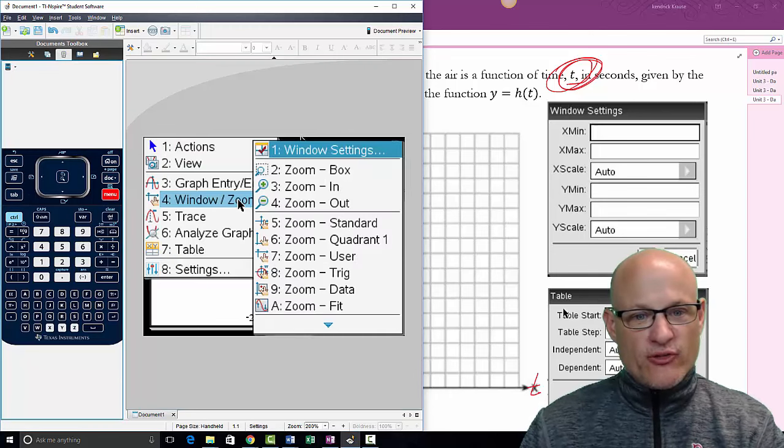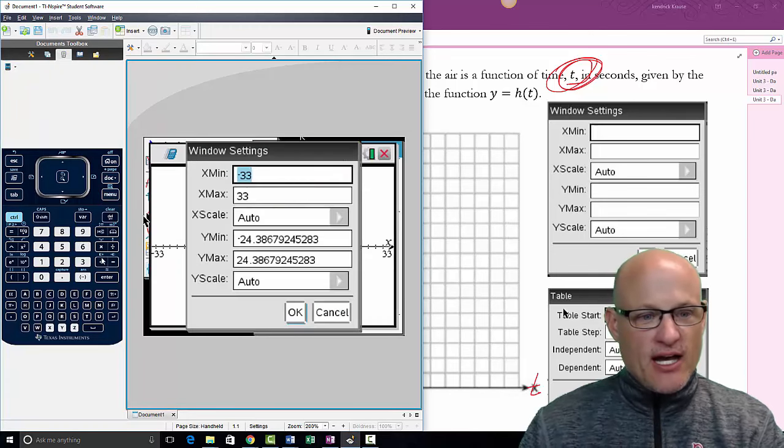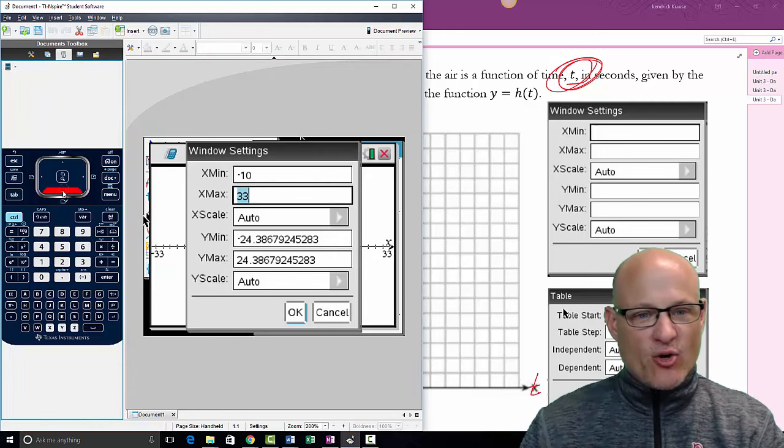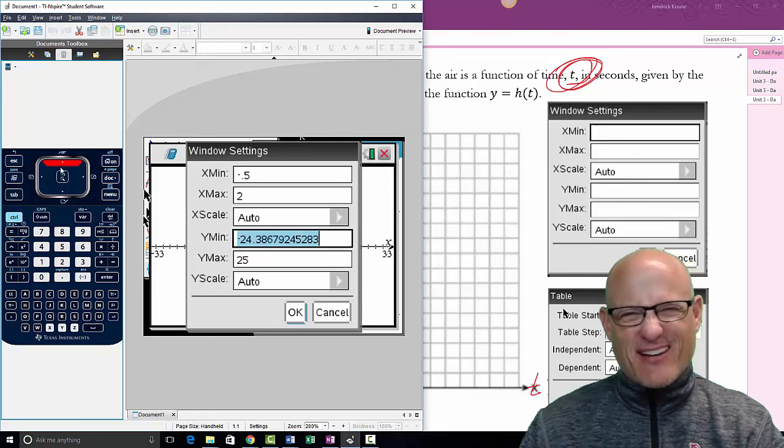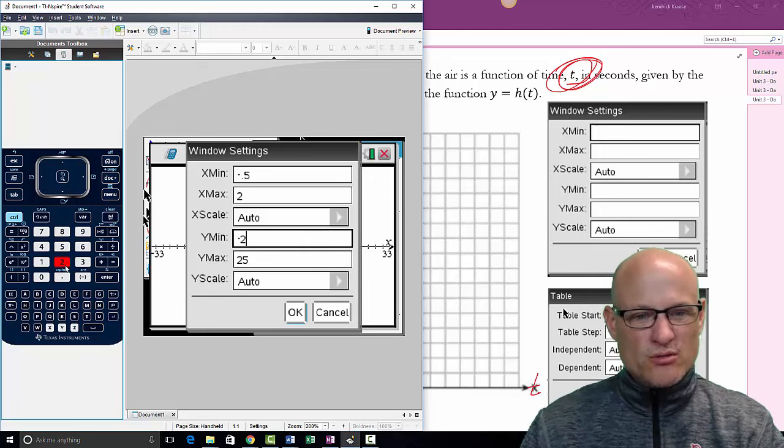So when I go to my menu and I go into window and zoom and I go to window settings, I might pick, well, let's see. I don't want to do negative 10 here and only do 3 seconds here, 2 seconds here. Negative 10 doesn't make any sense. I might just do negative a half because I don't really want much to the left. I really want the stuff to the right. And I'm only going 21 up, or maybe we'll make this like 25. I'm only going 25 up. That means I want negative 10 down. How about negative 2? I always say about 10%. Just drop off the number, 10%.